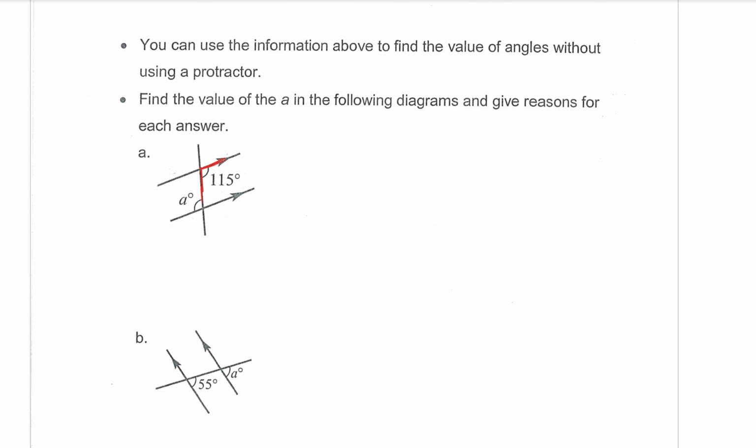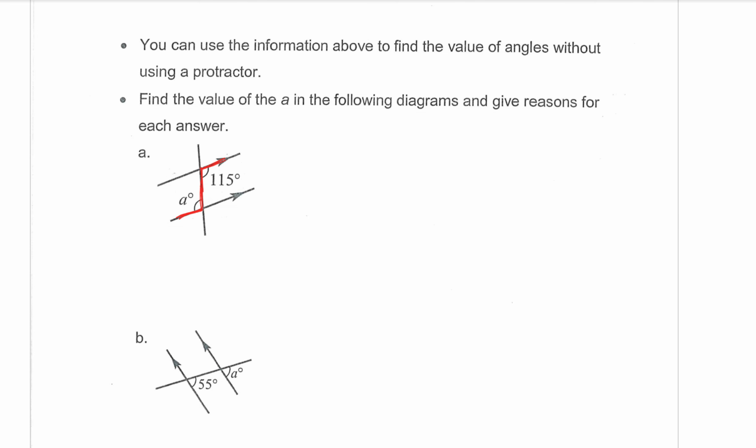So I draw the arms around the 115, I draw the arms around the A, and then you can clearly see that there's a Z shape there. So that's the alternate. Don't ever use Z shape, F shape, C shape as your reason. They're just a way to help you identify it, okay? They're not the reasons. So alternate angles are always equal.